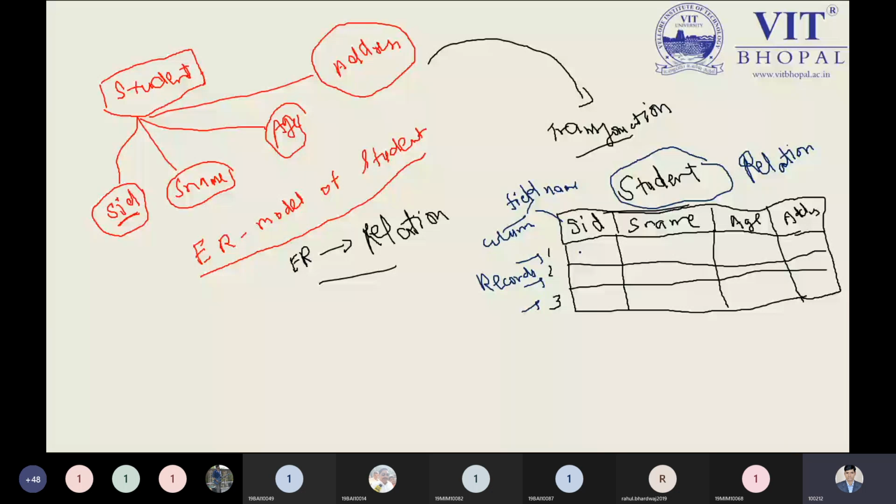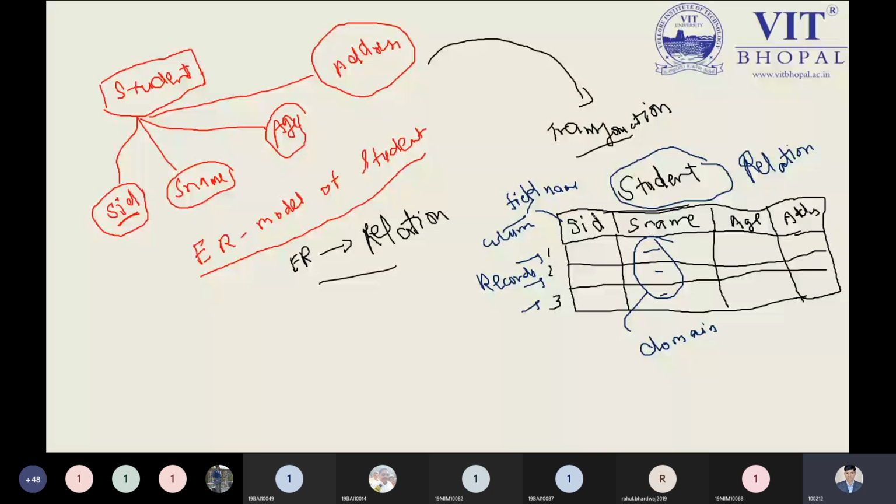Three records we have, and the values contained by a column like this one are the data values, the set of data values of a specific column, and it is known as a domain. So this is the point from which we need to start the relational database.